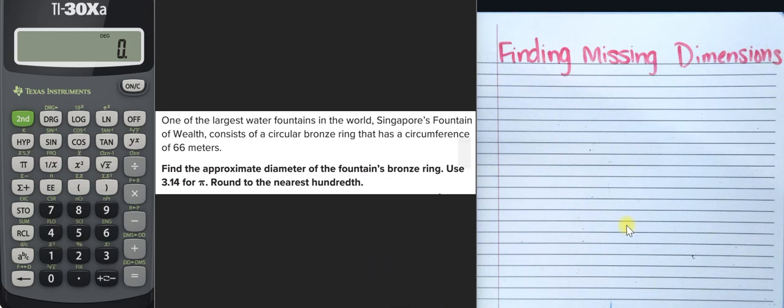All right. So we are working on another example. In this example, what we're going to be doing is finding the missing dimension. So we have one of the largest water fountains in the world.